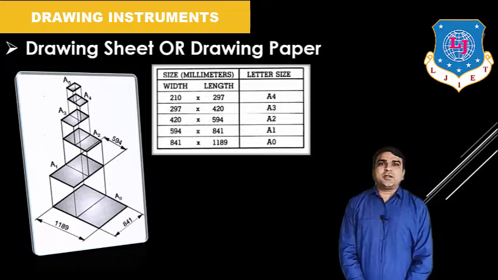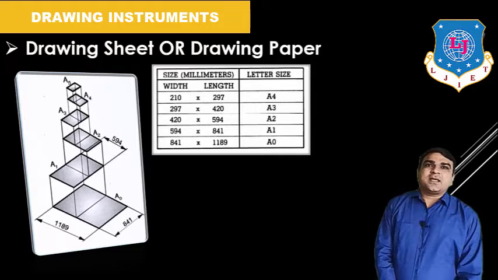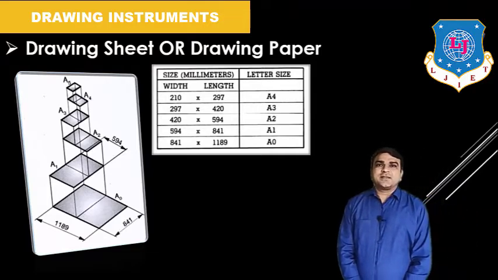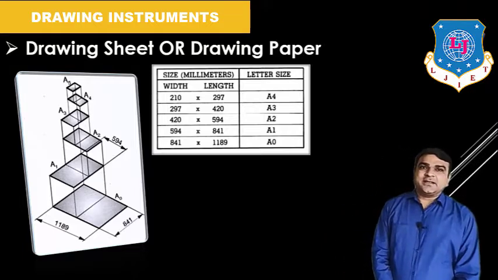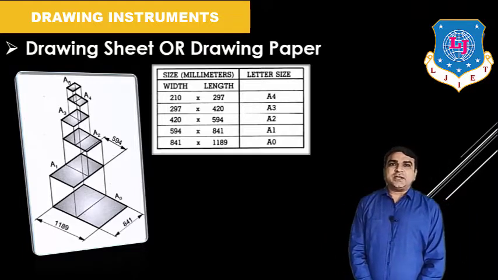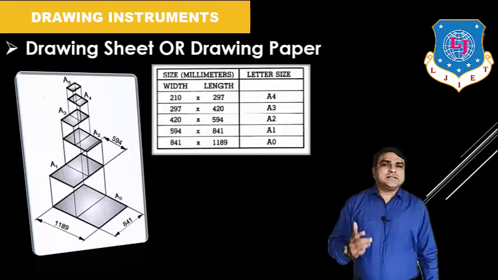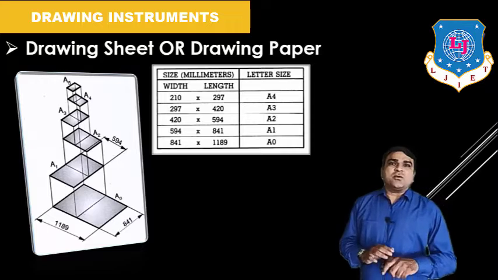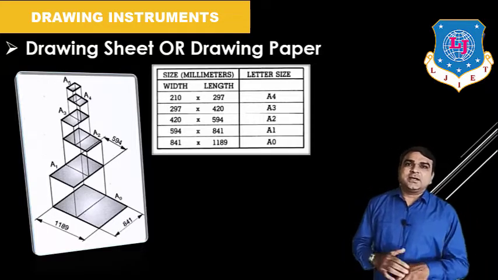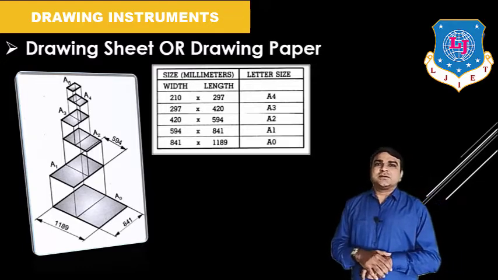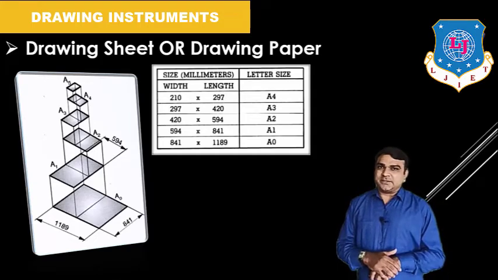Drawing sheet or drawing paper. Various sizes of drawing sheets are available. As per the BIS standard, the sheets are designated A0, A1, A2, A3, A4. The surface area of A0 size paper is 1 square meter, and the length and width of the paper is 1189 millimeter by 841 millimeter.